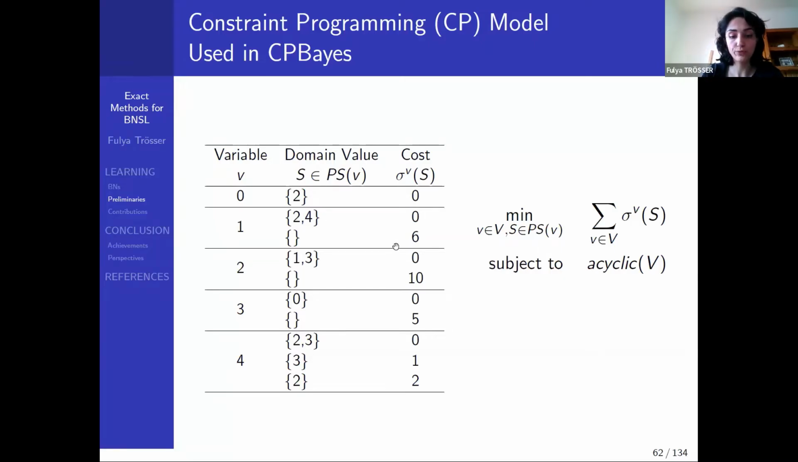We have the score for each candidate parent set, and we try to assign each variable a parent set so that the corresponding network is acyclic and it has a minimum total cost. There are some additional constraints that we won't mention here, which benefit from symmetry and dominance relations to efficiently solve the problem. And CP-Bayes also uses a pattern database to compute lower bounds. It works pretty well, but sometimes Gobnilp computes much better lower bounds.